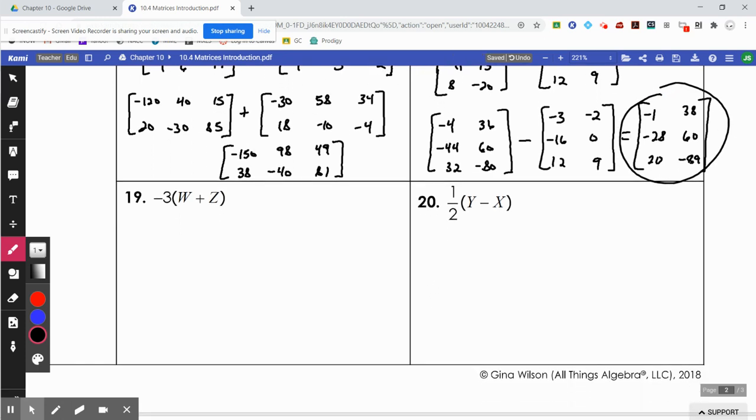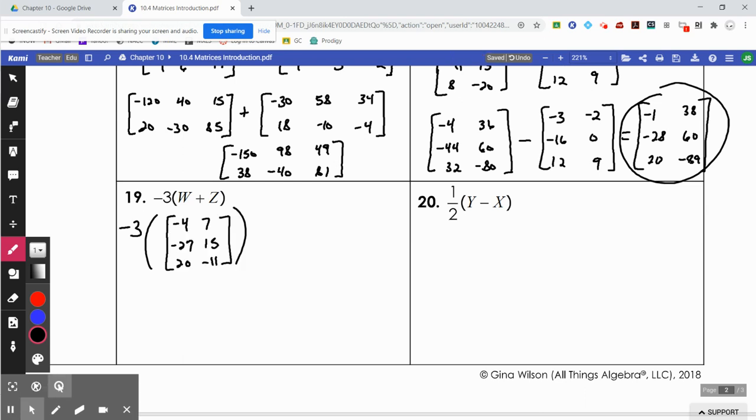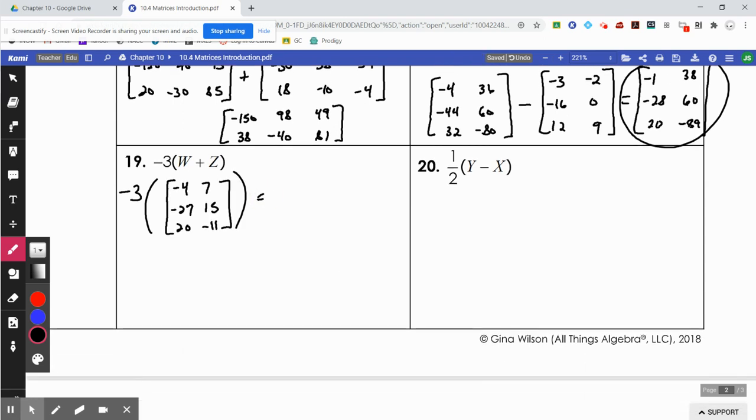Number 19, negative 3 times W plus Z. So W plus Z is in parentheses. Now we could distribute here and multiply them both by negative 3. The distributive property does work, but W plus Z, here's what we get. And I went ahead and added those two. And then we simply multiply everything by negative 3, and here's our final answer.